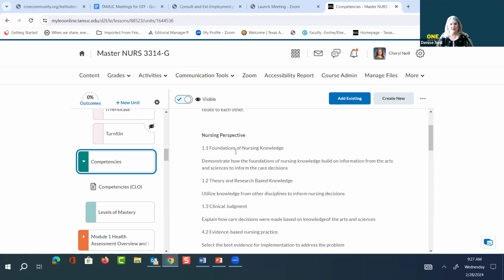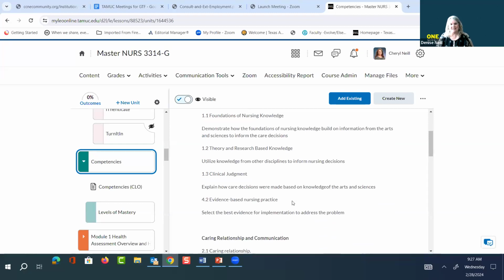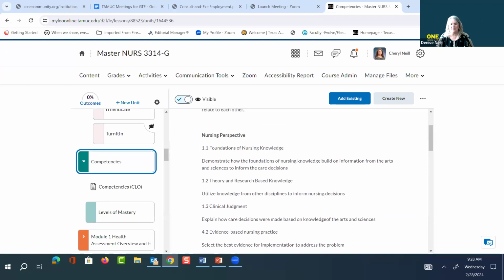Under 1.1, Foundations of Nursing Knowledge, if you went to AACN's competency, this is not the definition you would see. This is our definition so that we know what we're looking for, and so that our students know what we're looking for. Because AACN did something we teach all nurse educators not to do, which is use verbs like understand, so that you can't, how do you measure understanding? You need a different verb to measure it. So we went in and we made those definitions our own.